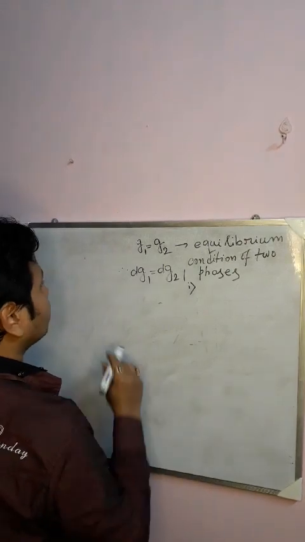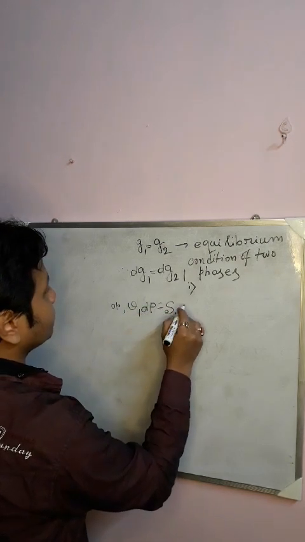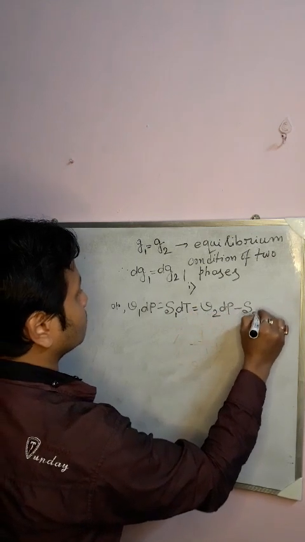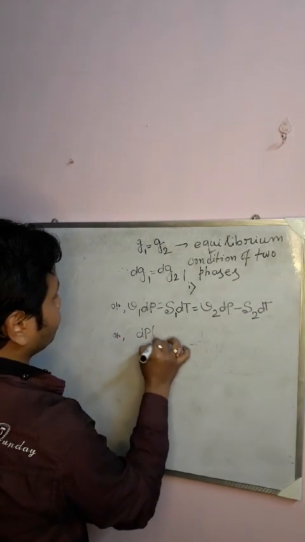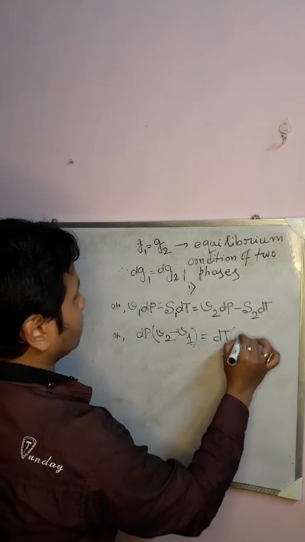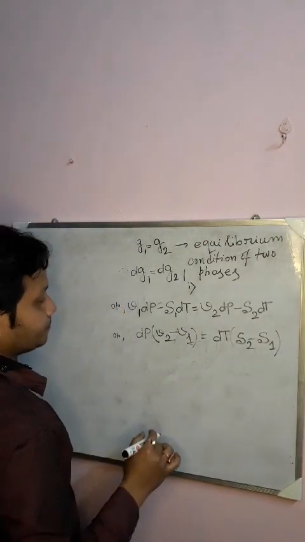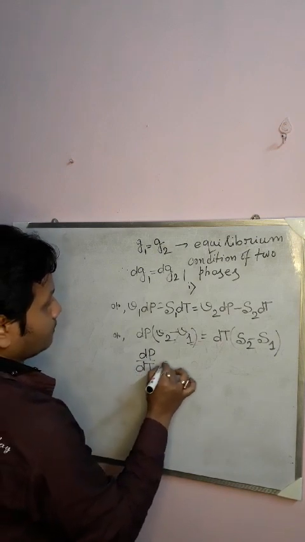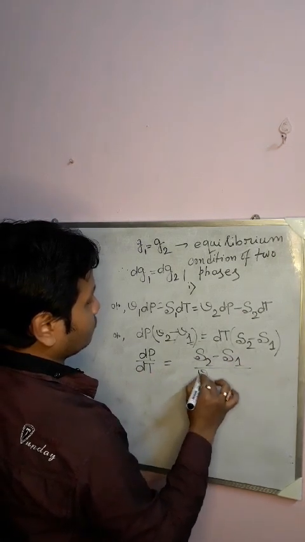Okay, so what will be my dg1? That is v1 dp minus s1 dt. And this is v2 dp minus s2 dt. Okay, so if we take dp common, then we get v2 minus v1, and if we take dt common, then we get s2 minus s1. So what will be my dp/dt? That is s2 minus s1 by v2 minus v1.